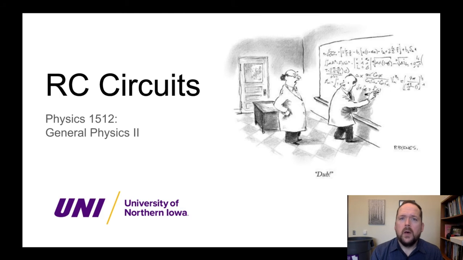If you've done the lab, you got to experiment or watch an experiment involving both a charging capacitor and a discharging capacitor. I think the mathematical structure of the discharging capacitor is slightly easier to think about, so we're going to start there in this discussion.